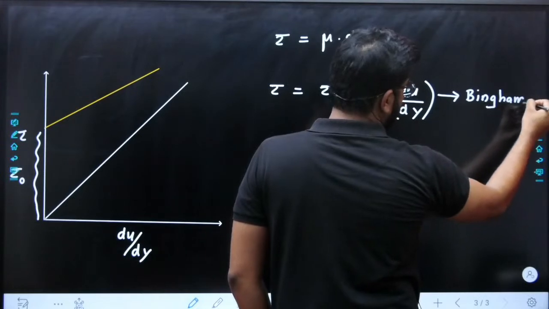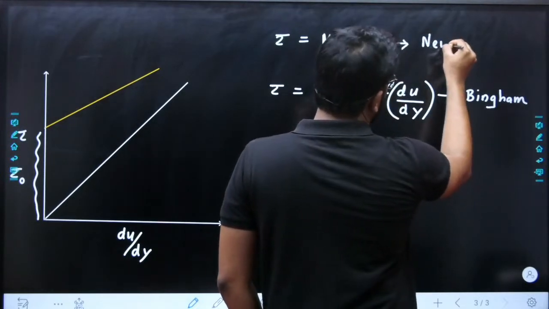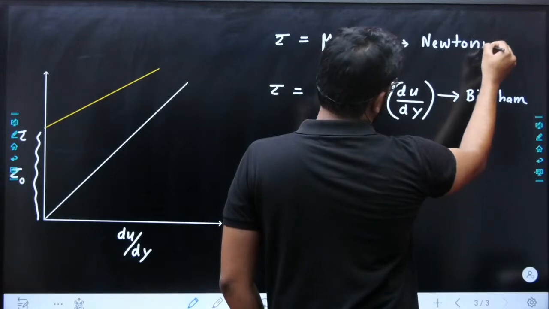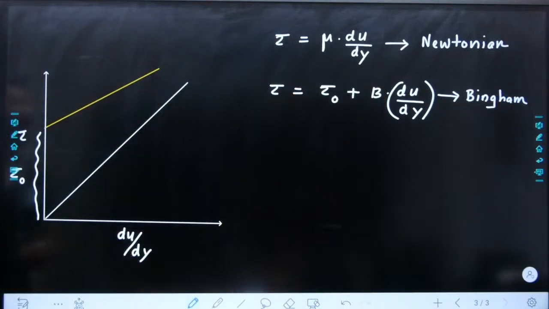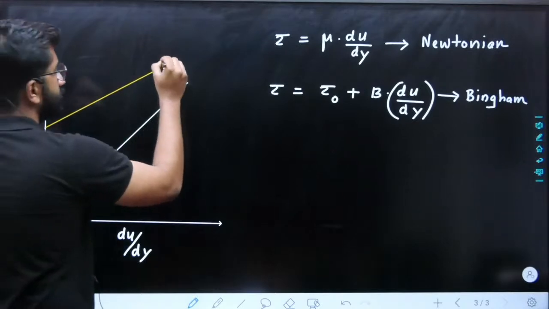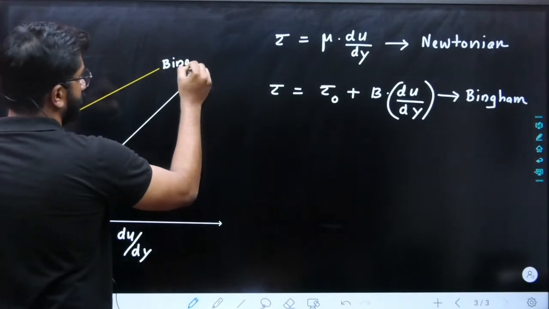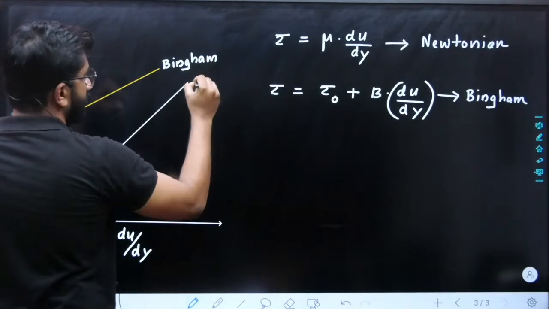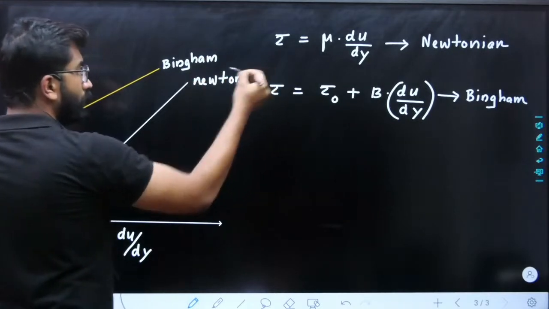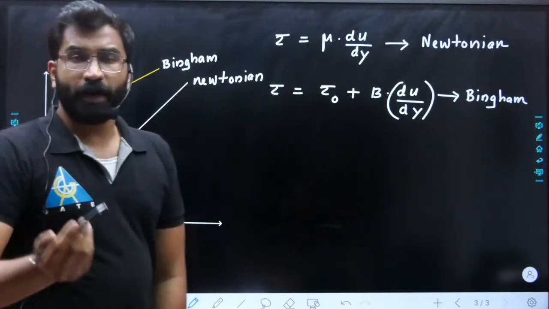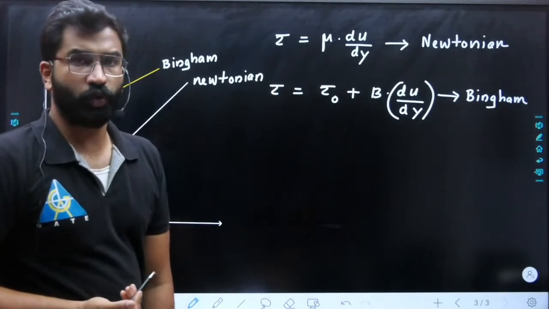This is for Bingham. ये है आपके Newtonian. Okay, this will be your Newtonian, and this I am writing as Bingham. Bingham, Newtonian. Now you have two power law fluids, है ना? आपके पास two power law fluids है.